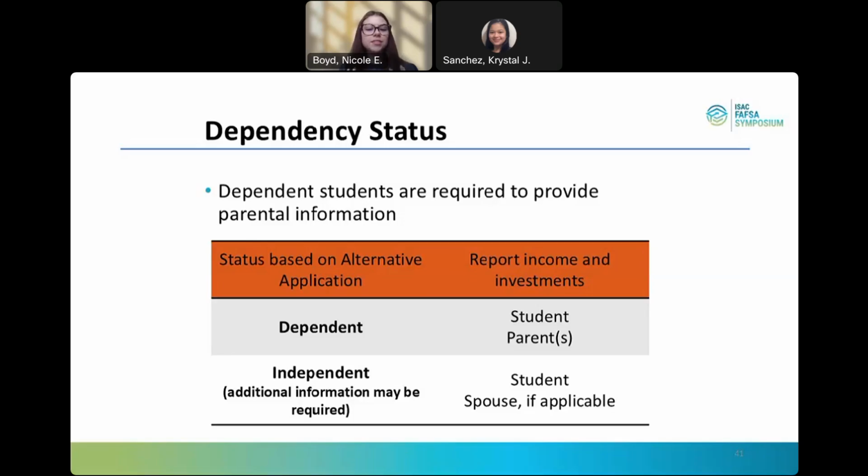So dependent students, as I've said before, are required to provide parental information. If their status is determined to be dependent, they have to report the income and investments of both themselves and their parents. If they are independent, they will have to report income and investments of themselves and then their spouse if they are married. And then some additional information may be required. So as we're all familiar with how that process can go, when following up with a financial aid office, they may ask for some documentation, they may ask for letters of support, whatever the case could be to determine their status.